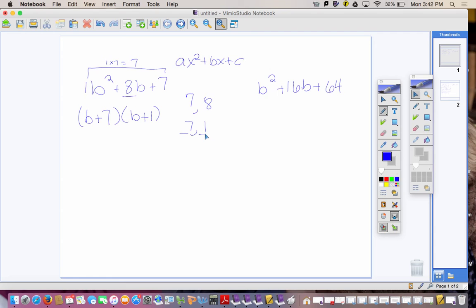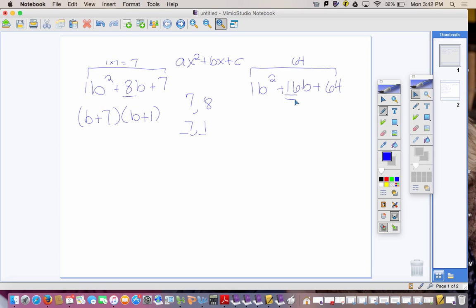Now our second problem here, b squared plus 16b plus 64. It's your problem number 6. So we're looking for two numbers whose product is 1 times 64, so whose product is 64, but whose sum is 16. So if you think about this for a second, there's only two numbers who have a product of 64 and a sum of 16. And those two numbers would be 8 and 8.